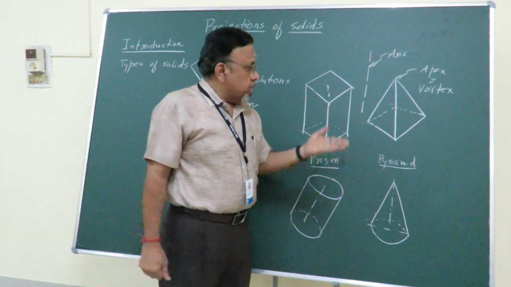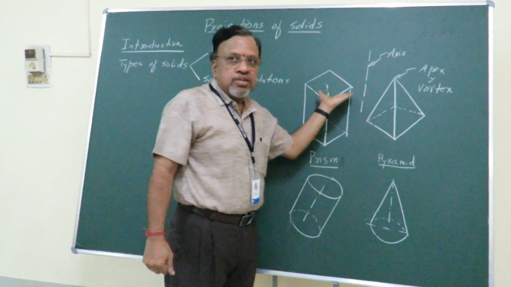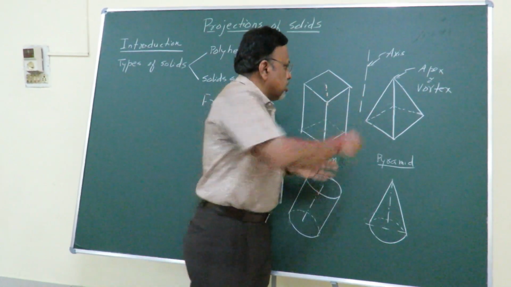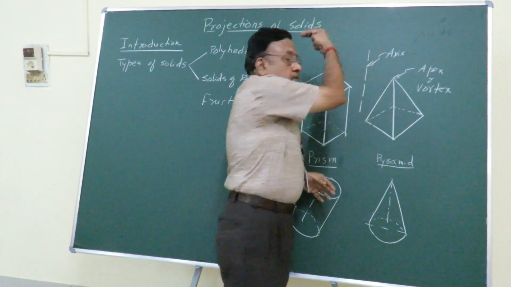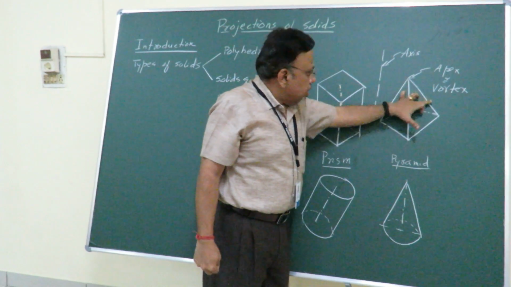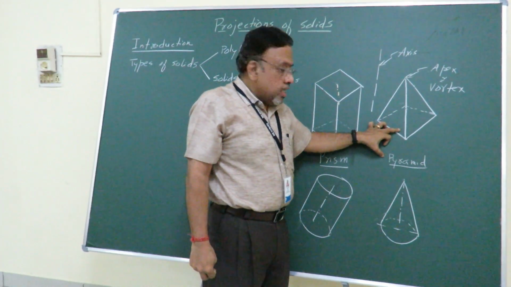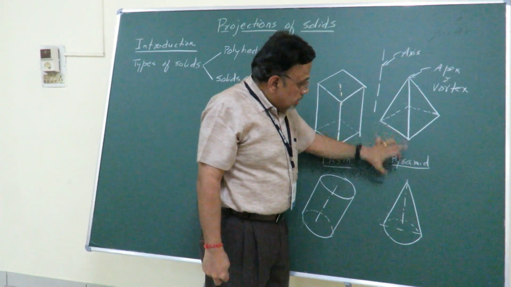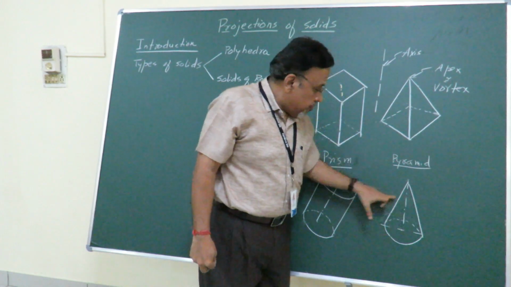So let us say we consider a horizontal section plane. If I am considering a horizontal section plane cutting the top portion, so if I just remove the top portion, then the remaining portion can be considered as a frustum of a pyramid. Similarly, in this case I am going to get a frustum of a cone.